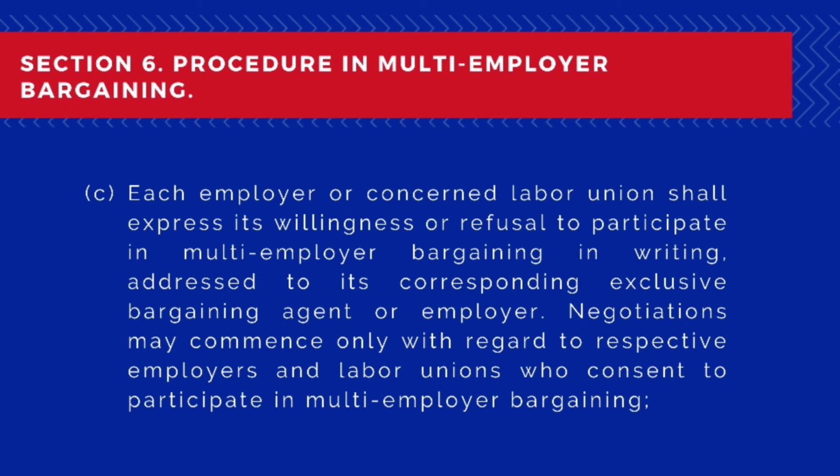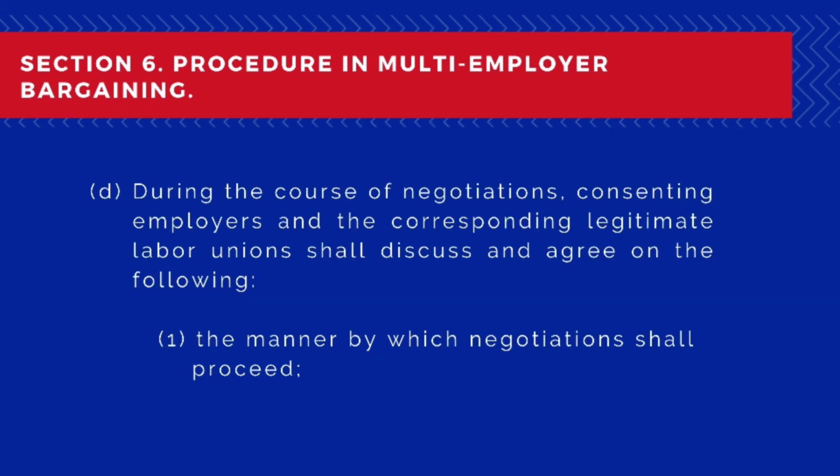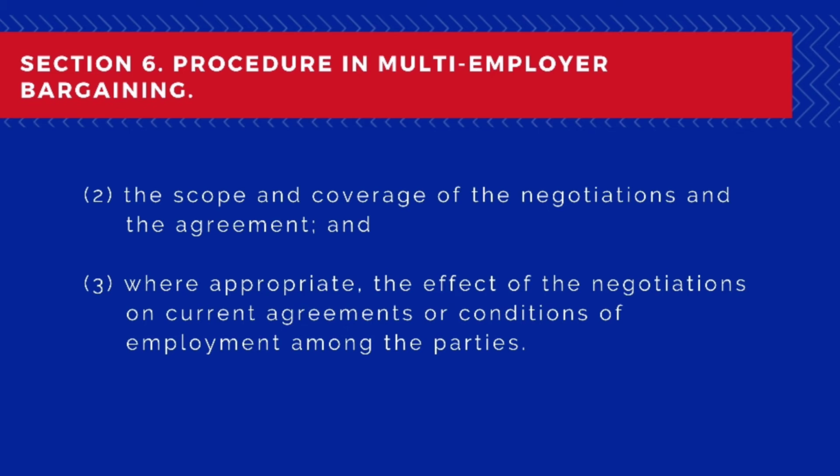C. Each employer or concerned labor union shall express its willingness, or refusal to participate in multi-employer bargaining in writing, addressed to its corresponding exclusive bargaining agent or employer. Negotiations may commence only with regard to respective employers and labor unions, who consent to participate in multi-employer bargaining. D. During the course of negotiations, consenting employers and the corresponding legitimate labor unions shall discuss and agree on the following. 1. The manner by which negotiations shall proceed. 2. The scope and coverage of the negotiations and the agreement, and 3. Where appropriate, the effect of the negotiations on current agreements or conditions of employment among the parties.